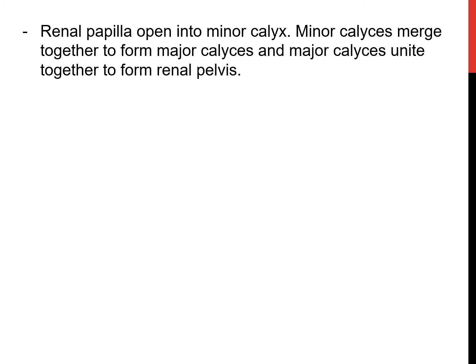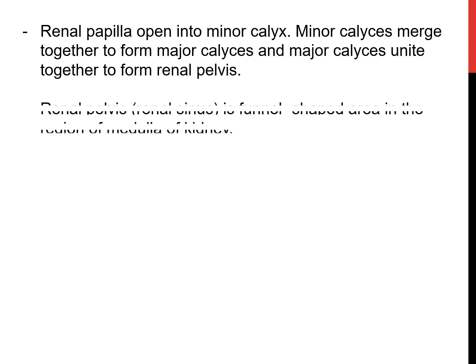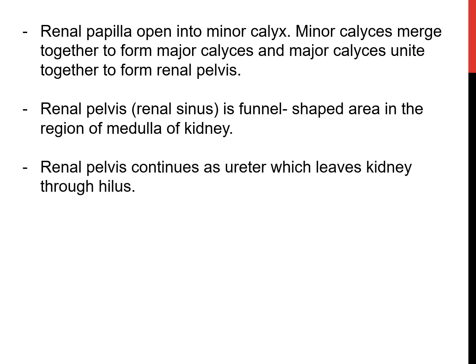Renal papilla open into minor calyx. Minor calyces merge together to form major calyces, and major calyces unite together to form renal pelvis. Renal pelvis is funnel-shaped area in the region of medulla of kidney. Renal pelvis continues as ureter which leaves kidney through hilum.